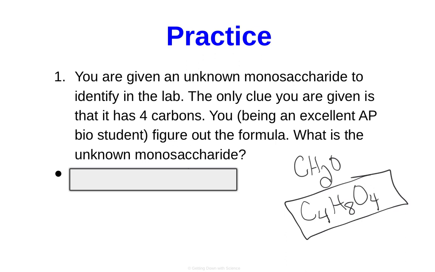You'd have to look that up. And if you Google it, you're probably going to come up with tetrose because of the 4 carbons. But I just happen to know this one. It's erythrose, because that is in the cartilage of humans.